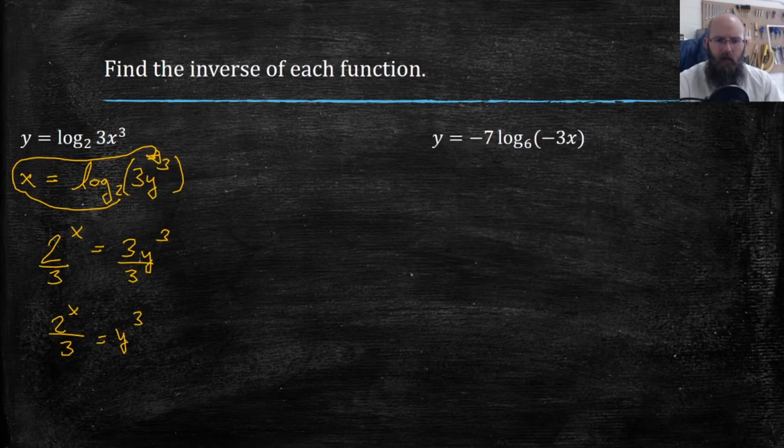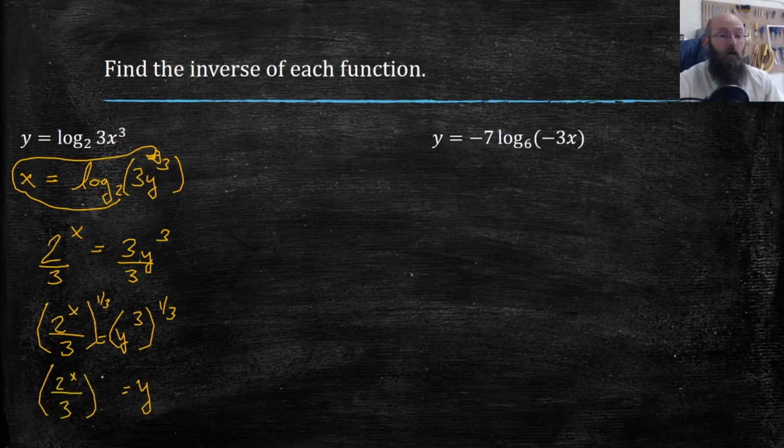Well, now how do I get the y by itself? Here I need to take this to the 1/3 power, or take the cube root. It means the same thing, but I like the rational exponents. So I'm taking all of this to the 1/3 power. So now y is by itself, and I have 2 to the x over 3, all raised to the 1/3 power. But remember, that's not my y, that's my inverse function. So I'm going to write down f to the -1 of x, because that's how I represent my inverse functions.